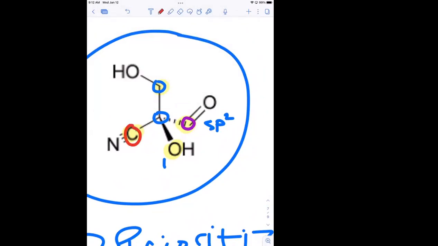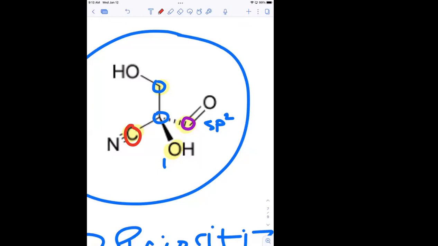So when the atoms are the same, we have to move to the next atom. This carbon that's circled in red is bonded to nitrogen. The other two are bonded to oxygens. So between the two carbons that are bonded to oxygen and the one that is bonded to nitrogen, which one do you think is lower in priority? The oxygen. Okay, let's think about that. What's the atomic number of oxygen compared to nitrogen? Is it higher or lower? Lower. Okay.